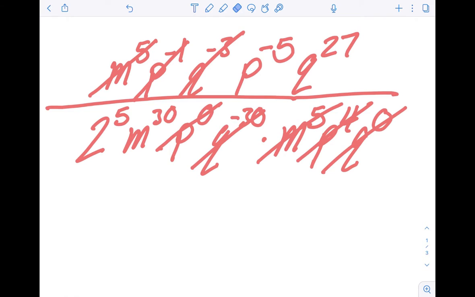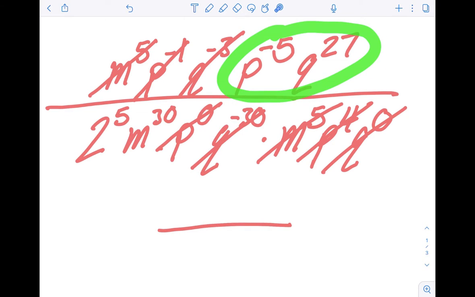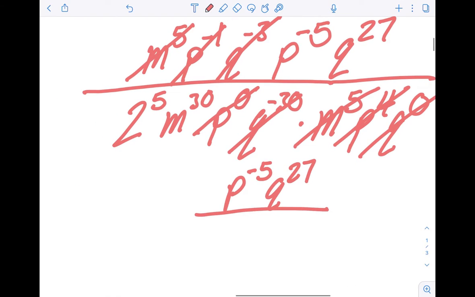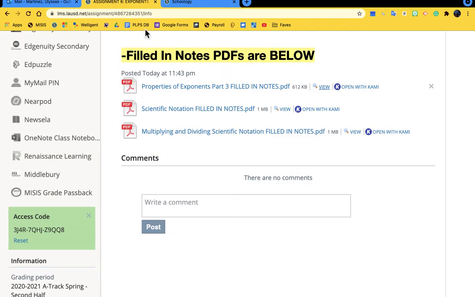Let me draw my line here. So up top, I'm left with these two: p to the negative 5, q to the 27th. On the bottom, I'm left with 2 to the 5th, which means, kiddos, 2 times 2 times 2 times 2 times 2. 2 to the 5th power, right? But instead of multiplying all that, what I'm going to do is use my calculator. I'm going to use my tools here.